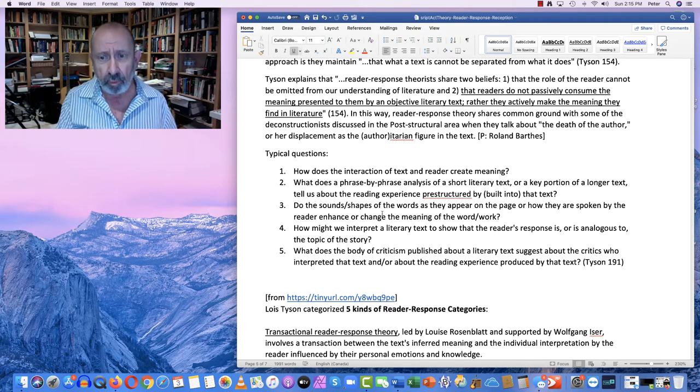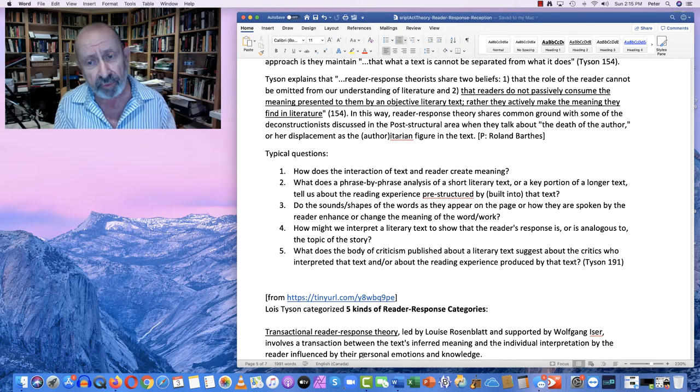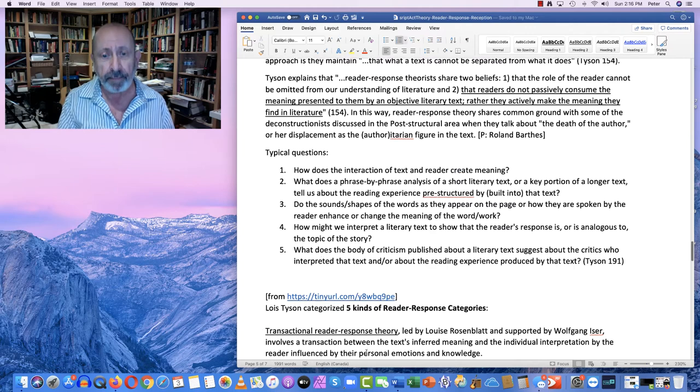Because quite often, one of the things that matters to us is how the text is put together, regardless of what I think. That is what's called structural analysis of the text, or a speech act theory reading of the text. But how I react to it is a reader response, okay?